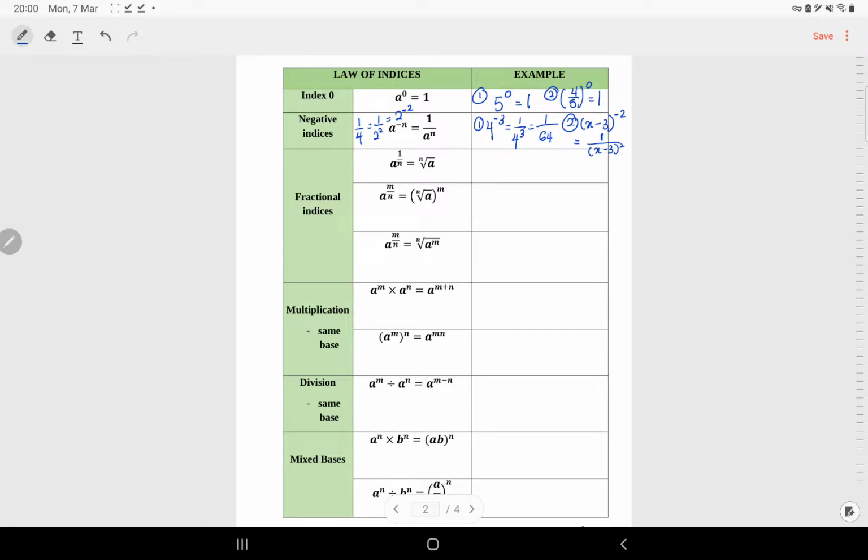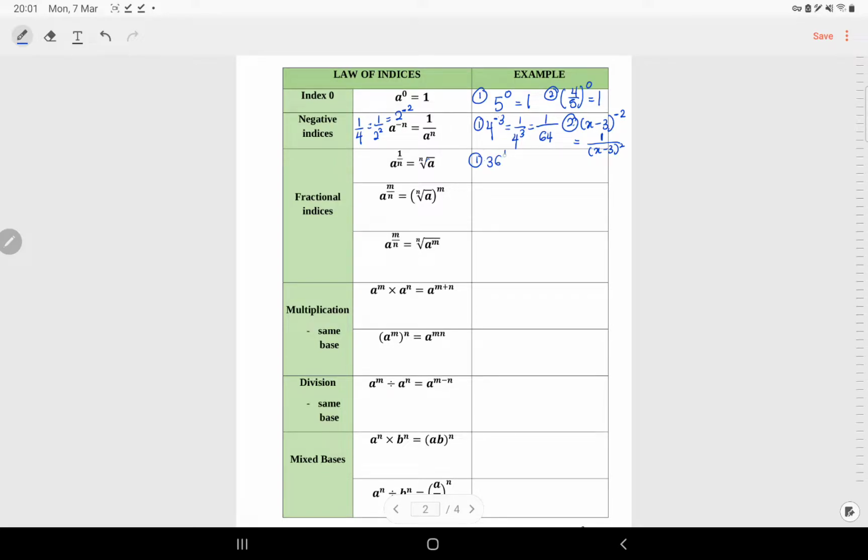The third law of indices is fractional indices. Here it says a to the power 1 over n. So you have fractions in your power. That's what it means by fractional indices. So a to the power 1 over n is equal to root n of a.